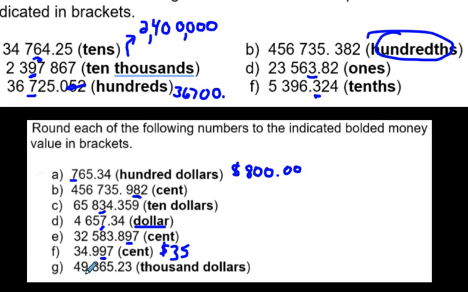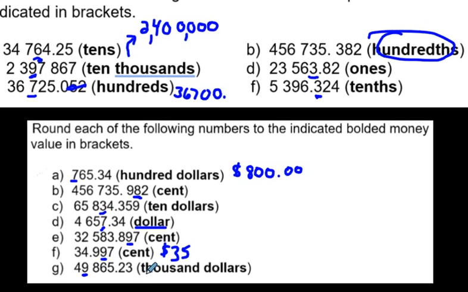The thousand spot is right here. This 9 will become a 10 because it has an 8 beside it. So that will bump this 4 to become a, yes, you are right. It becomes a 5. Everything else becomes zeros. It's basically 50000 or $50,000.